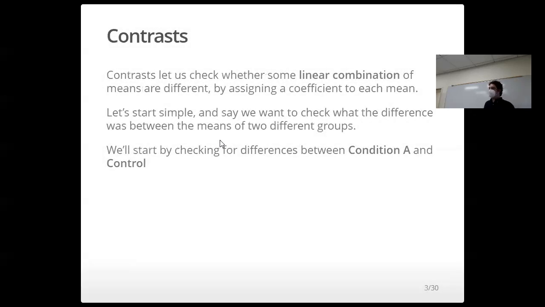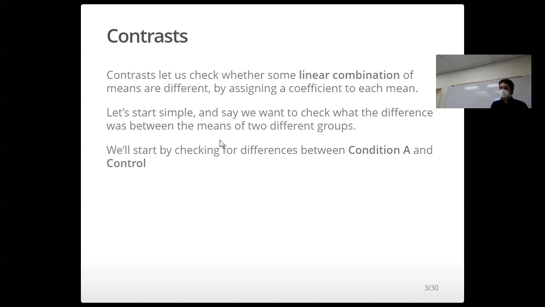So contrasts let us check, just more broadly, whether some linear combination of the means of the variables is somehow different from one another. To check this, we assign a coefficient to each group mean, and we check whether the total of one group of means is equal to the total of another group of means. You can even do more than that. That's the most common thing you'll see.